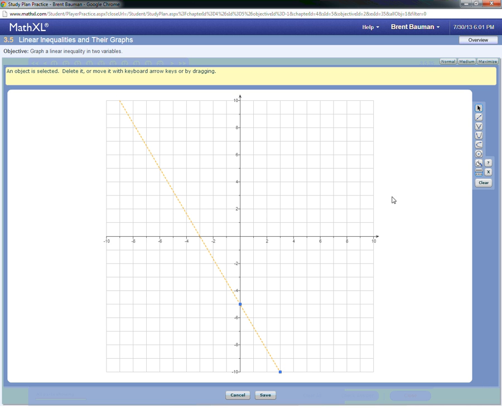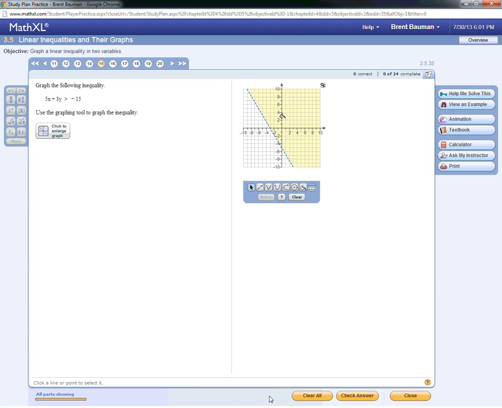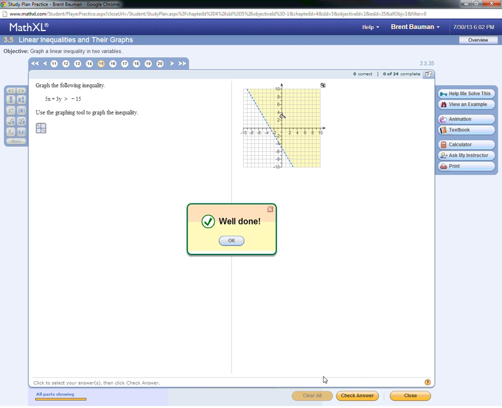Now for the shading, we're going to use the bucket here. Click that. And we want to shade above. So we just need to click above the line. And notice that it shaded it all in for us. Be careful not to click the shading more than once. Now we want to go ahead and save that. So it saves it to our problem, check the answer, and well done.